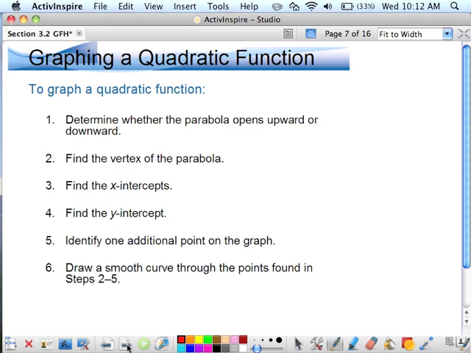So maybe on a quiz or test, or even a homework problem, I may not ask you to graph the whole thing, but I would ask you to find the intercepts and the vertex. So you need to be able to do all of that. So we're going to find the vertex, determine whether it's up or down, find the x-intercepts and the y-intercepts, and then we're going to need at least one more point on the graph. So I need you total to have how many points? 3 to 5, depending on whether it has x-intercepts or not. Okay? Then you simply draw a smooth curve through the points found in steps 2 through 5. Take a minute and make note of that if you need to.